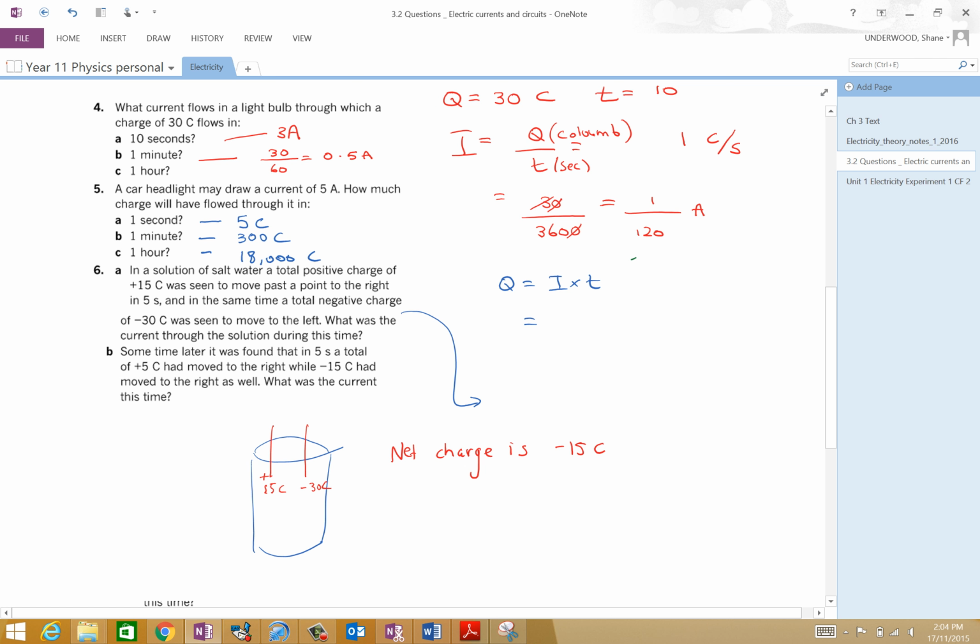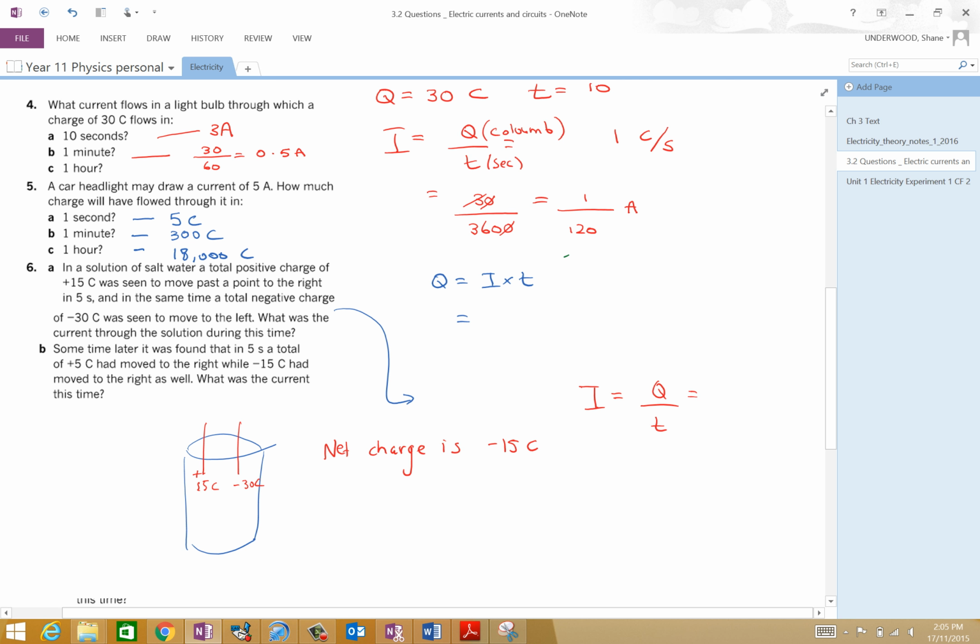Okay, so what was the current through the solution during this time? So, of course, I equals Q over T, which is 15 coulombs over 5 seconds, which is 3 coulombs per second, or 3 amps, isn't it? I'm not going to do the second part. It's much the same. Do exactly the same thing.